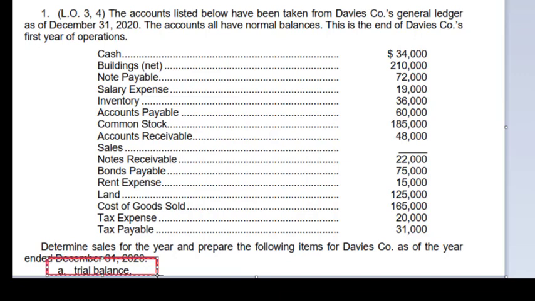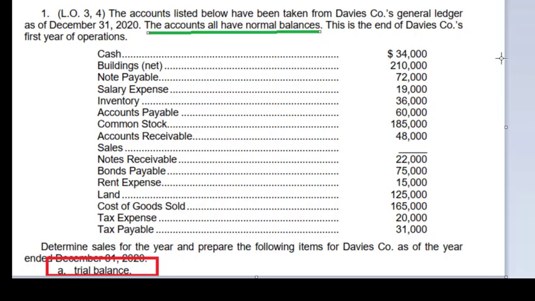It's called Intermediate Accounting, and this one is from the 17th edition. It's written by Kieso, Weygandt, and I forgot the third guy's name. I'll check it out and I'll reference them, of course. So this is from that book, and this question has given you a list of normal balances. See how it says the accounts all have normal balances.